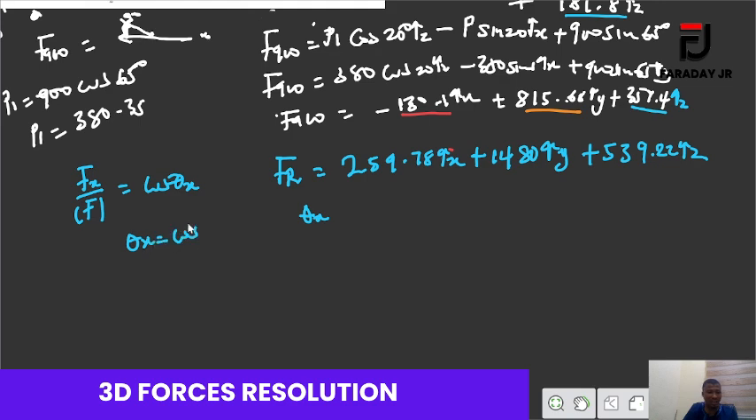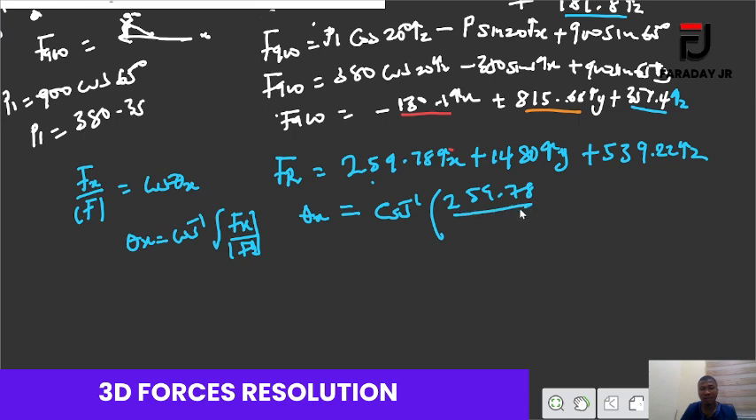So if you want to find the value of x here, we can say theta x is the same as cos inverse of the force within the x plane divided by the magnitude of the force, right? So here we are going to find the force in the x plane, which will give us cos inverse of 259.178, all divided by the magnitude of the force. Plus the force within the y plane, which is 148 divided by the magnitude of the force, right? So sorry, this one will give us the angle within the x plane, right?